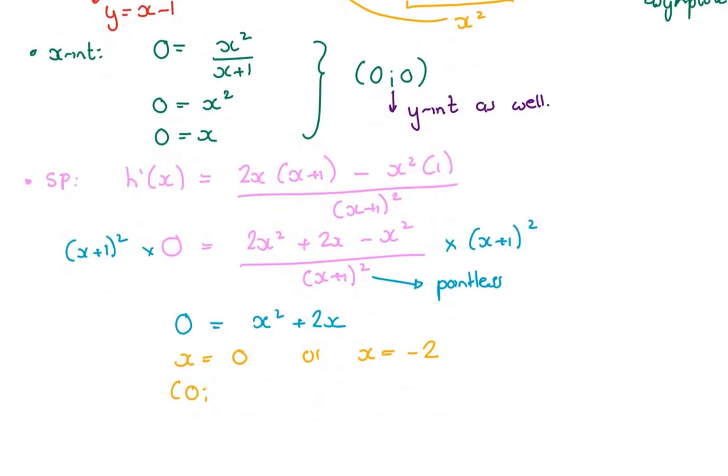Now as coordinates, I know (0, 0), I've checked that out before. For -2, if I sub that into h, that's (-2)², which is 4, divided by -2 + 1, which is -1, so I get -4.